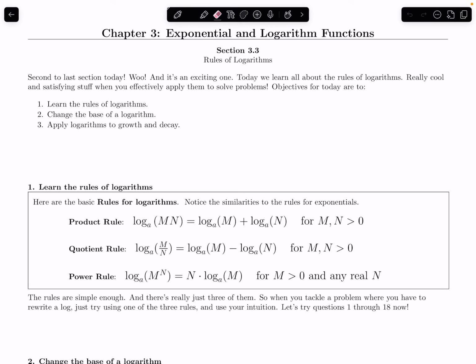Okay, gang, here we go. This is section 3.3, second to last section of the semester. And after this, we're going to spend the rest of the time reviewing before the final.